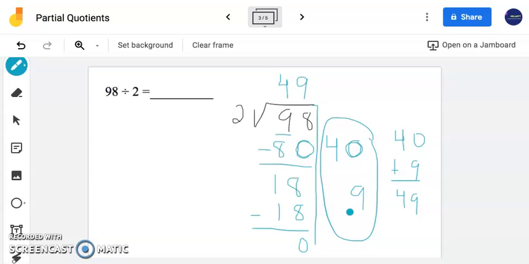Now, to confirm I did this correct, I take my quotient of 49 and I multiply it by my divisor of 2. If I was to do 49 times 2 on the side of my paper, I do get 98. And since 98 is my dividend, that means I did that correct. So 49 times 2, in fact, is 98 as my answer, and that's confirming that 49 is the correct answer.